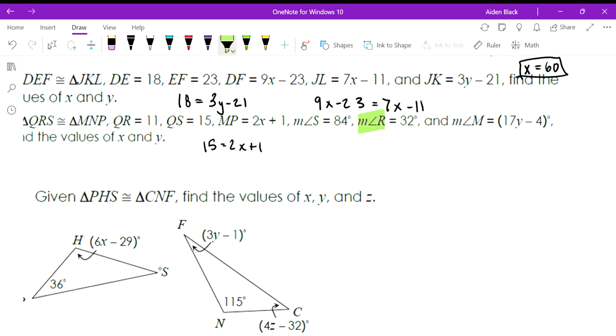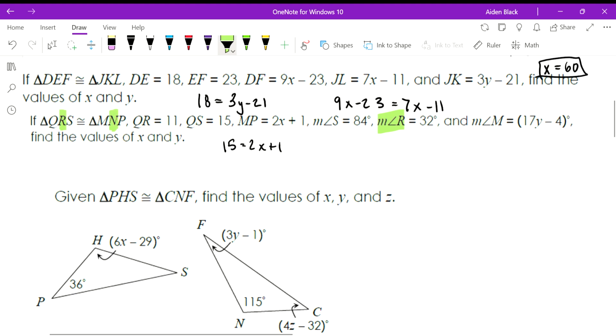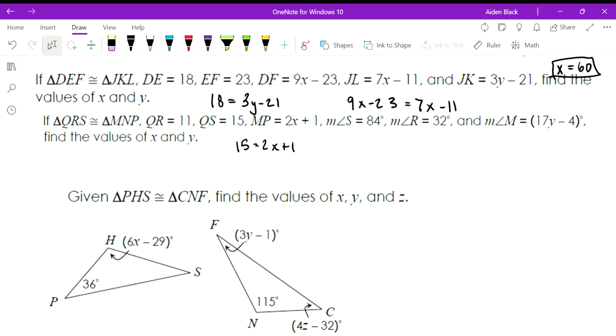Angle R is 32. Angle R is the second letter of the first triangle, so I'm going to look at the second letter of the second triangle. N. Do I have the measure of angle N? Oof, I don't have the measure of angle N. This is getting tough. Now I have M. M is the first letter, and I don't have angle Q. So this is what we need to do.